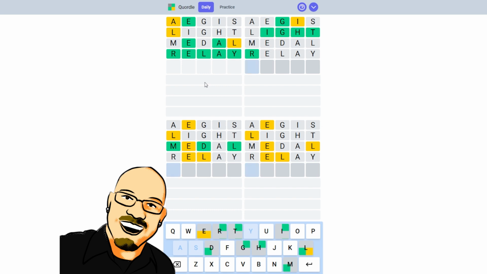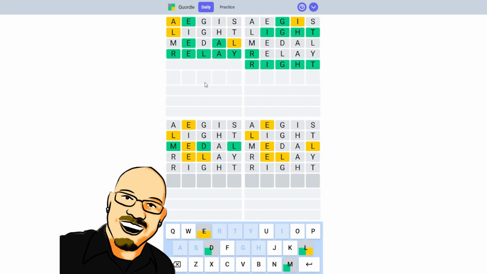In the meantime, we have learned a lot about the other ones. Let's just go ahead and type in the word right. Now, how about the word model for the third puzzle? Okay, now what are we left with?